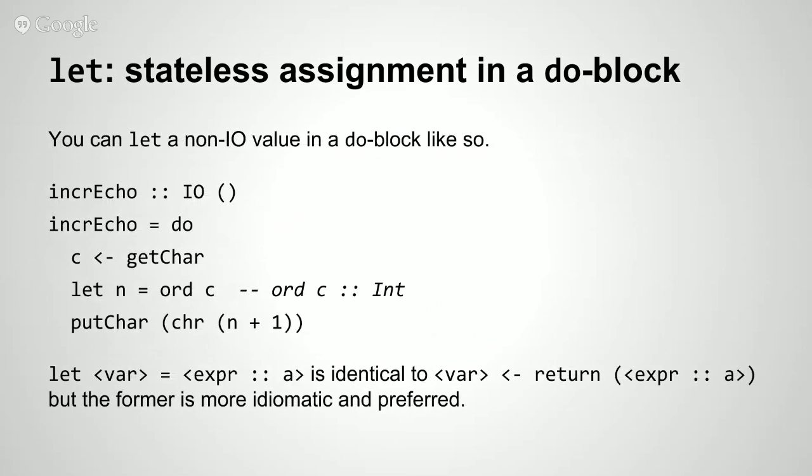So, I want to point out that the let form is actually identical to the reverse arrow assignment if you use return to lift that A into the IO type. So the let form is just a nice add-on, but you don't really need it.